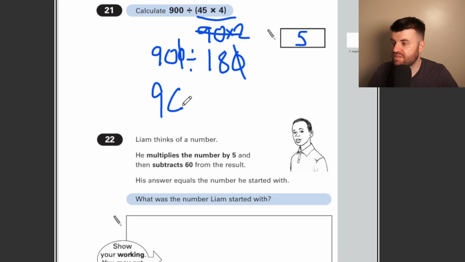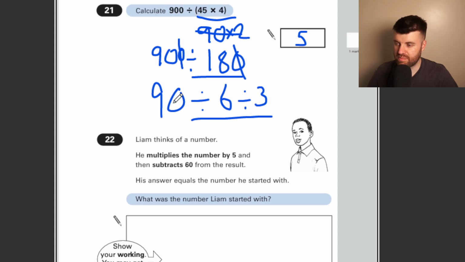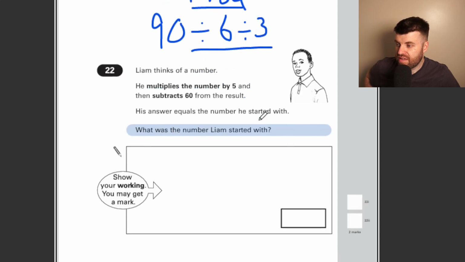If you can't do 90 divided by 18, you can do 90 divided by 6 divided by 3, because we can use factors. 6 and 3 make 18, so we can swap divide by 18 with divide by 6 by 3. Those two steps might be easier for you to do. The answer is 5, either way.